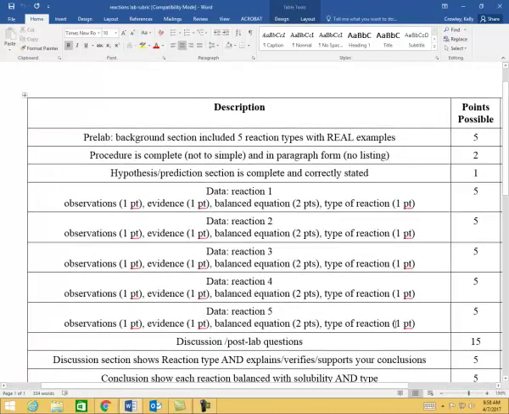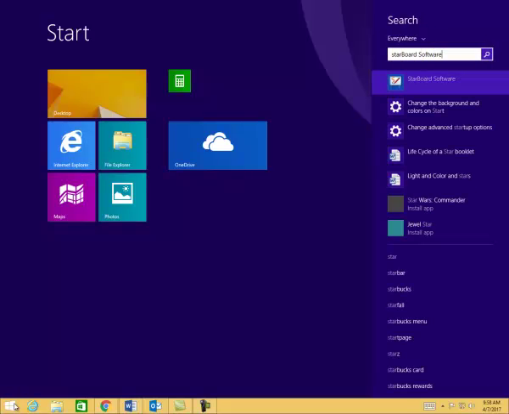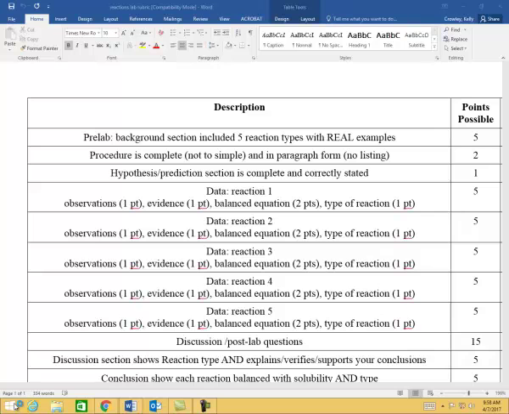So, the pre-lab, the background section. A lot of people are not doing this, and I need to make sure you are. Could you please make sure that you are using real examples for your 5 different types of chemical reactions? You should be discussing the 5 main types of chemical reactions and showing real examples. A lot of students are confused on what that means. What does it mean to have real examples in my background section?